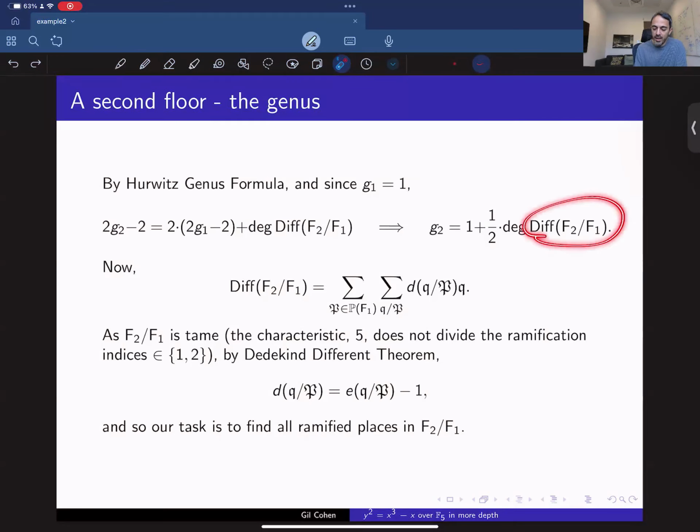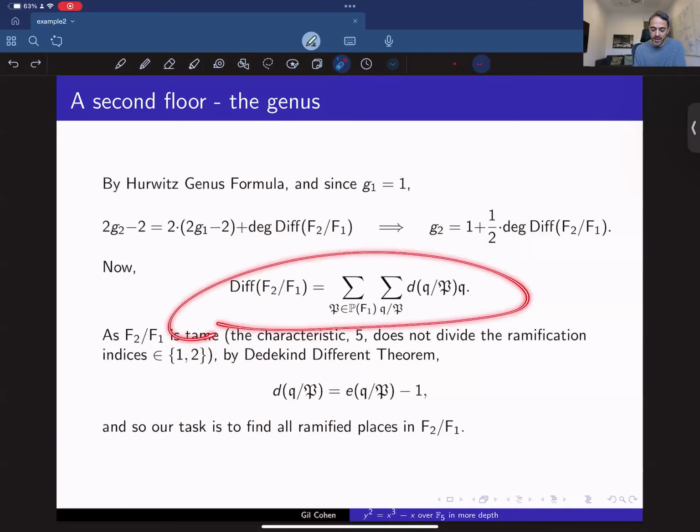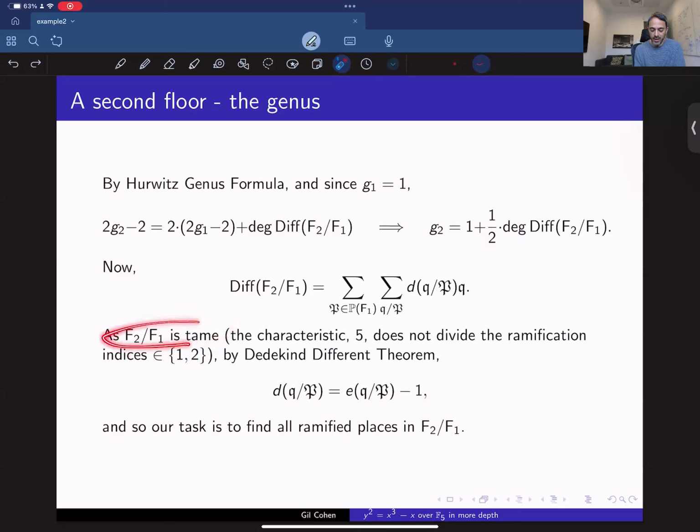And as I said, in our case, the different, which you usually write like that, the characteristic is 5, it doesn't divide 1 or 2. That's called a tame extension, by the way. We'll talk about it, but tame means that the characteristic doesn't divide the ramification indices, which in our case is true. So these d's can be replaced by the ramification index minus 1. So really our task is just to find all ramified places and therefore we can compute the degree of the different.